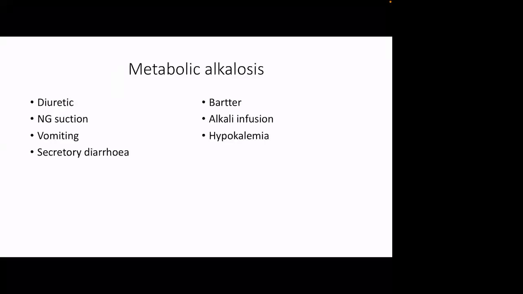Then metabolic alkalosis is usually caused by loss of chloride through diuretics, vomiting or secretory diarrhea. In case of Bartter syndrome, or if there is alkali infusion or hypokalemia, metabolic alkalosis can happen.